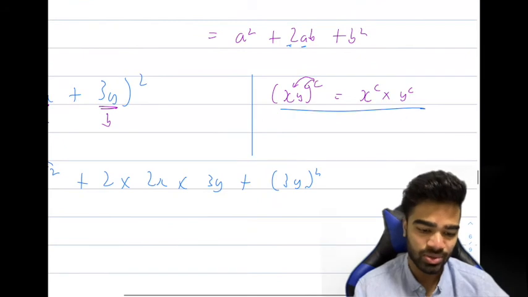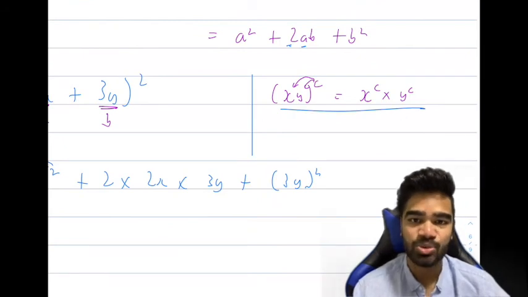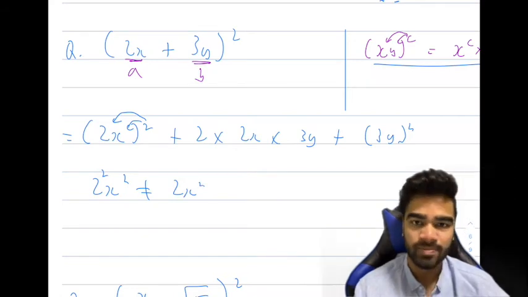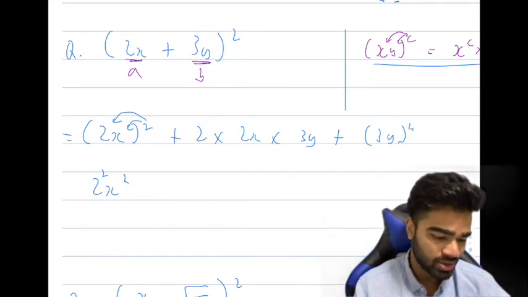So using this rule, right? So that's why I always insist you put brackets when you're squaring. Because you can see this is not the same as just 2x squared. So don't make that mistake. So 2 squared times x squared is nothing but 4x squared, right? Let's go in from there.